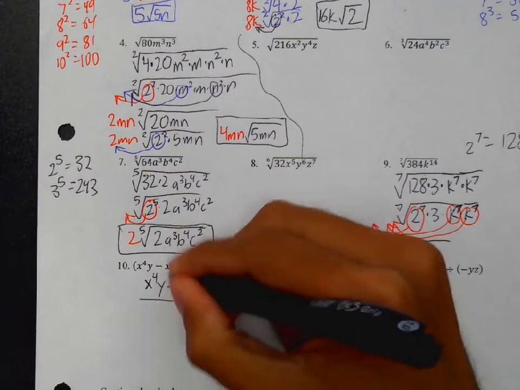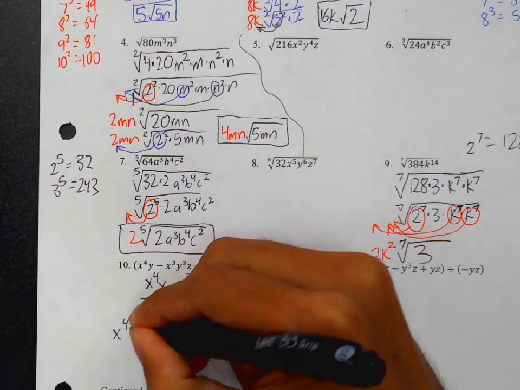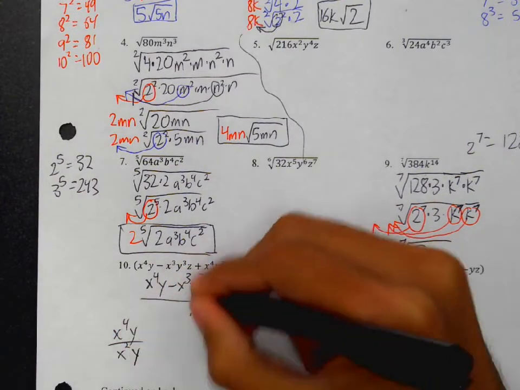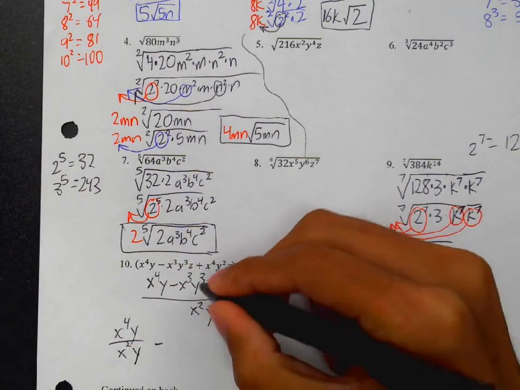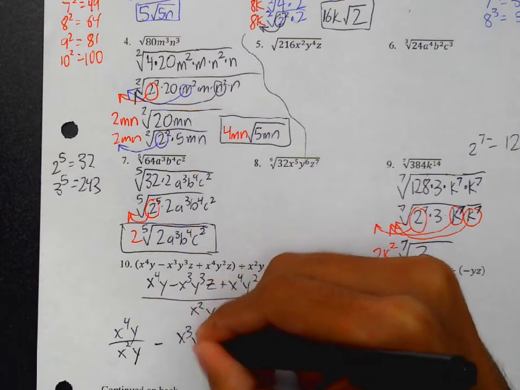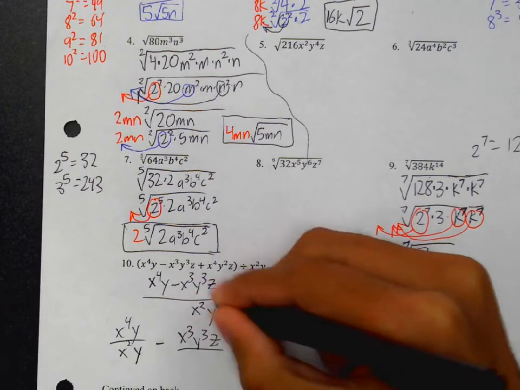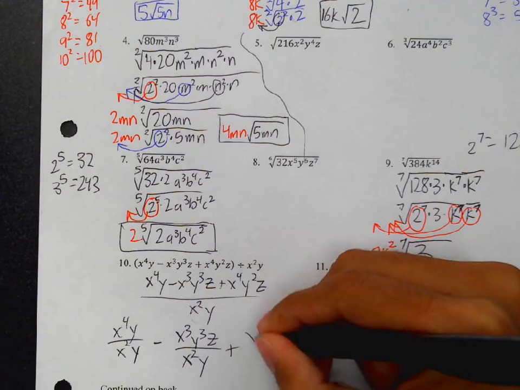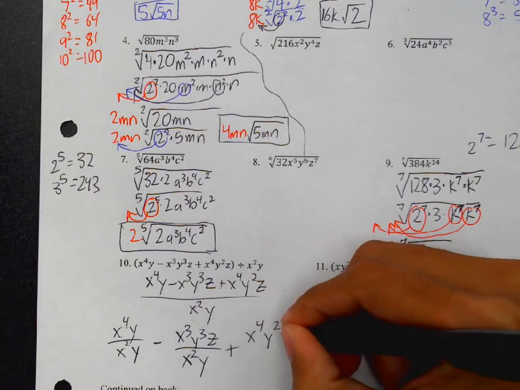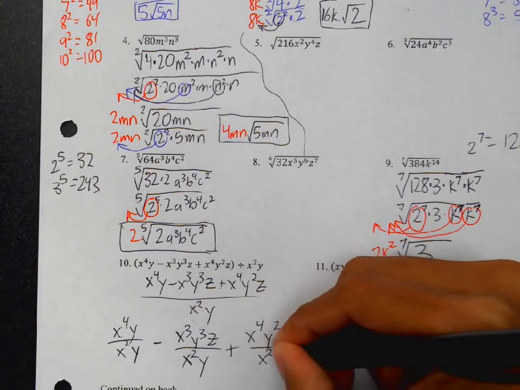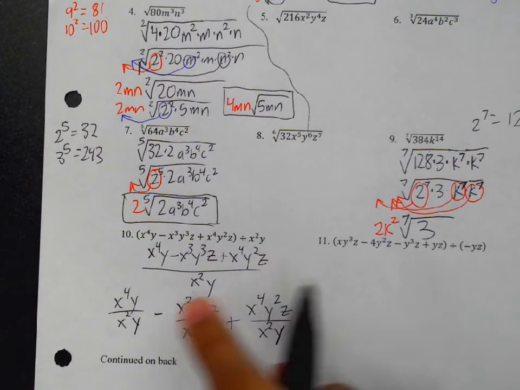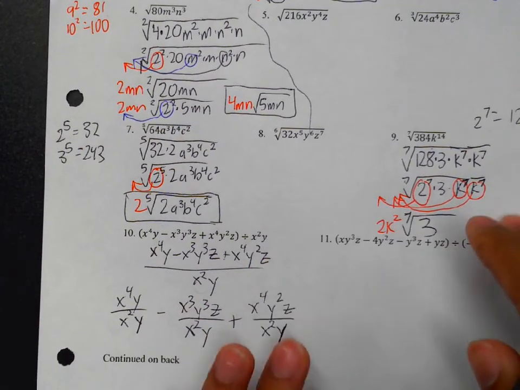Okay, so the first part of the numerator, x to the 4th y, that gets the denominator of x squared y. Then we have the minus sign, and then the next part is x cubed y cubed z, and that gets the entire denominator. And then keep the plus sign, x to the 4th y squared z over x squared y. Okay, so now we can reduce each part separately.